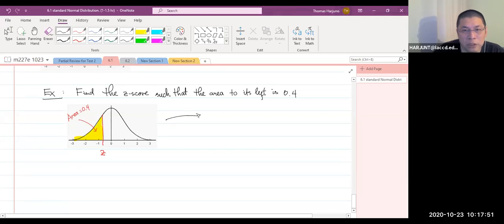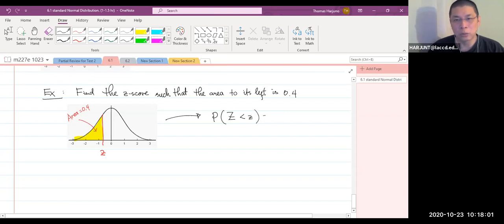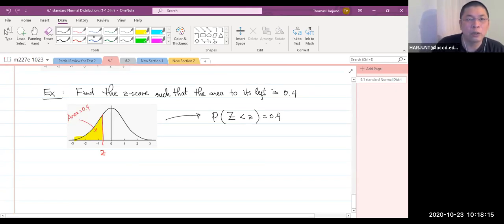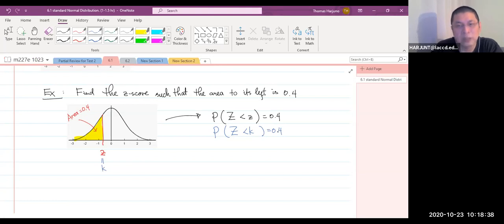The notation for this situation is the probability that capital C is less than lowercase z is equal to 0.4. To avoid confusion, especially if you are not so detail oriented with capital C and lowercase c, I will change this z to k, so that you don't have a hard time seeing the difference between capital Z and that k. So this k here is the C-score such that the area to the left is 0.4.